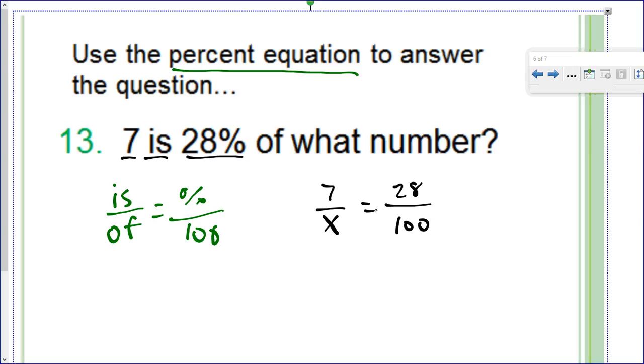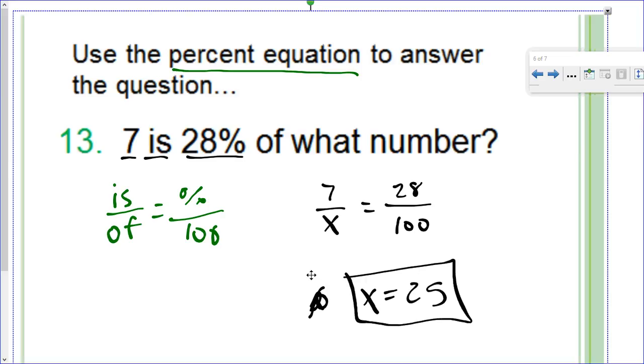You can use your cross products. I can see 7 goes to 28. You multiply times 4 here. So I'll divide by 4. So this is going to end up being x equals 25. That's going to be your answer.